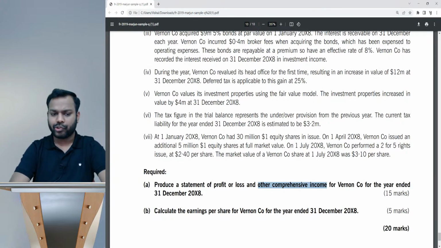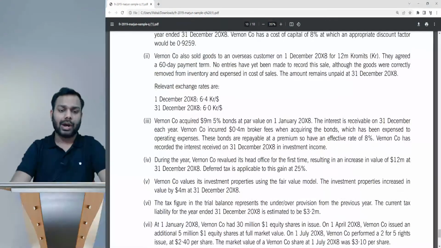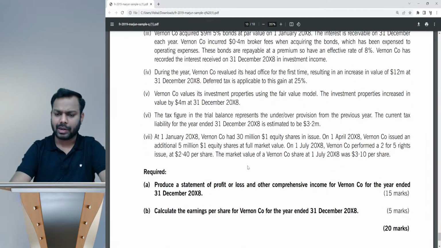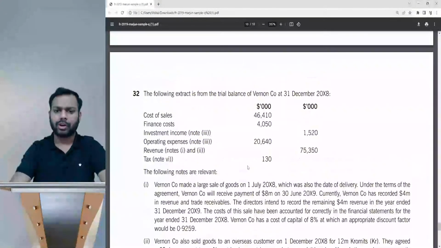No other requirement. The question is also asking you to calculate earning per share, which we will not be discussing now, we will be discussing in the next class, that is tomorrow's class. Tomorrow is day 6 of the revision session, and it will be the last day of our revision session. So the question is only asking you to prepare the SOPL, so it's a very easy question. Let's try to solve this question now.